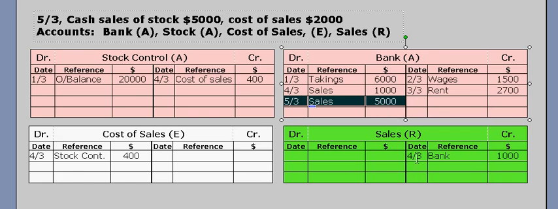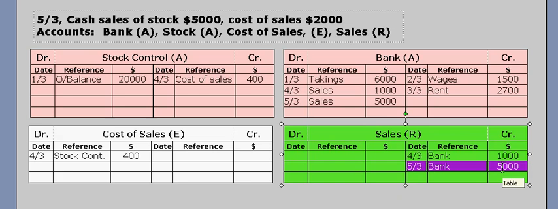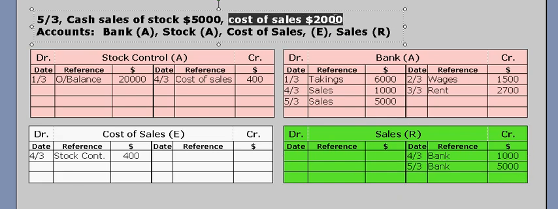That's a debit. The credit goes to sales. Revenue is increased by a credit entry. So we put the date in, we put the cross-reference, and we put the value, which is $5,000. So there's the debit, $5,000. There's the credit, $5,000. The next part of the transaction is the cost of sales, $2,000.